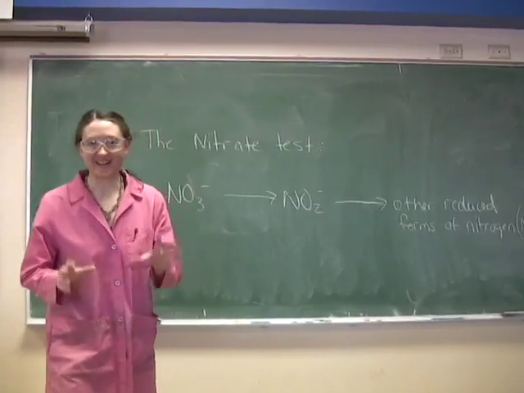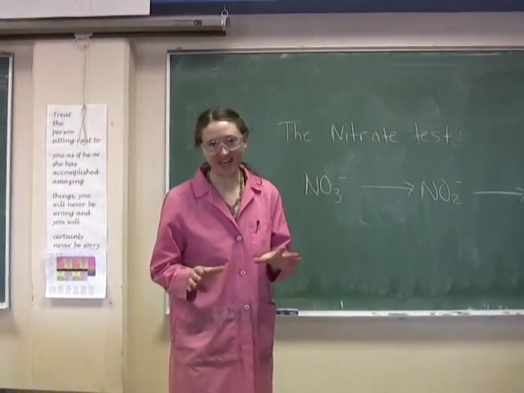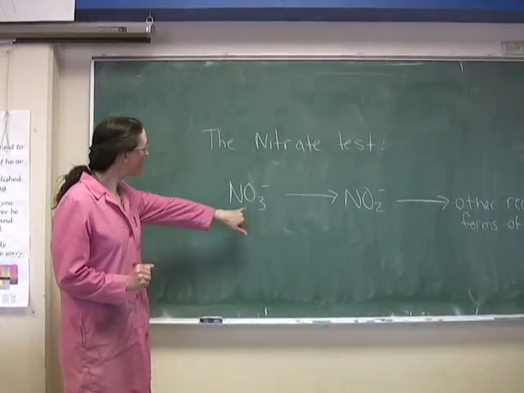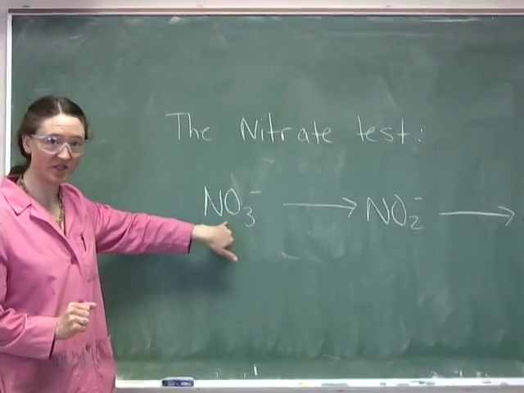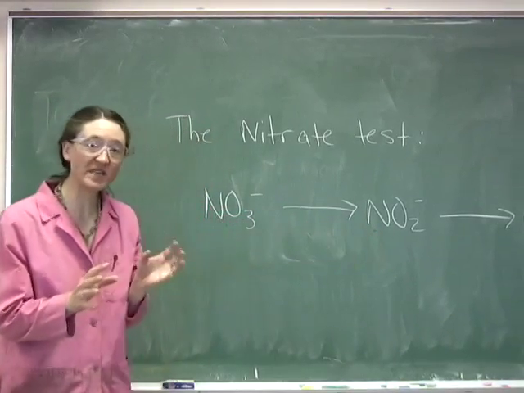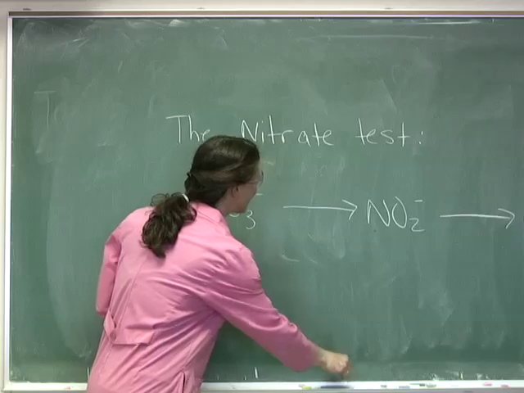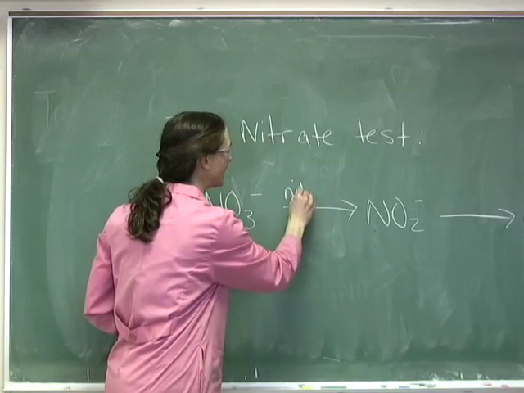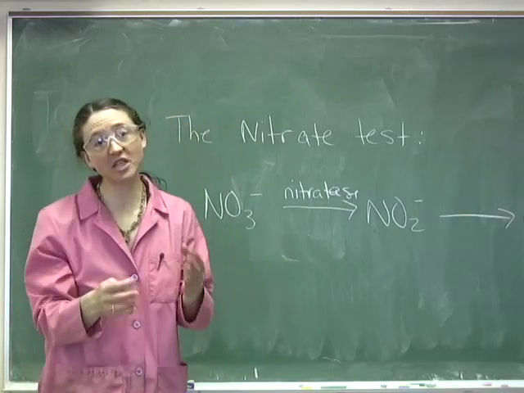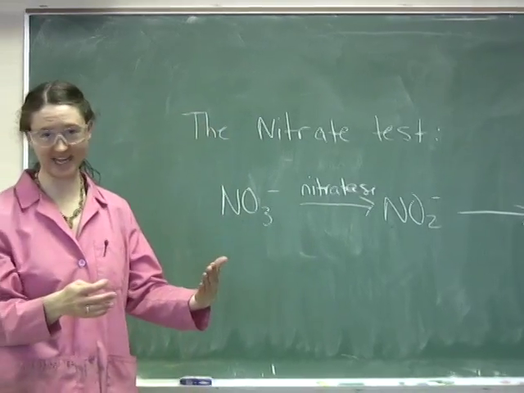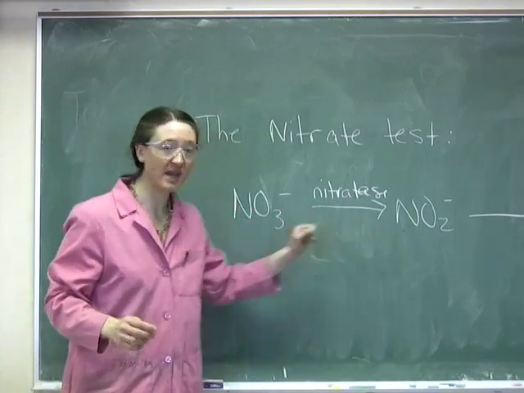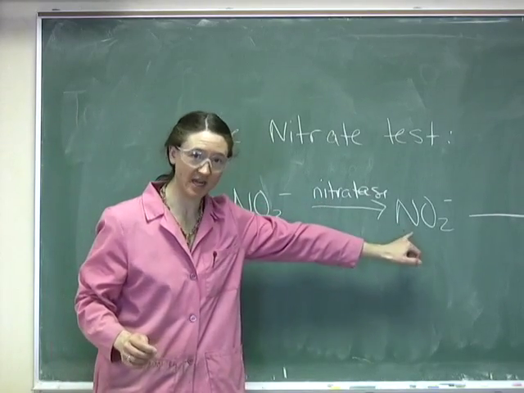So while we're waiting, let me show you a little more about the nitrate test. This is a hard one to understand, so sometimes a picture helps. Remember that in this test, the enzyme that we're searching for is the enzyme that converts nitrate to nitrite. That's a reduction. And the enzyme that does that is often called nitratase. As I mentioned earlier, it's also sometimes called nitrate reductase. So we're looking to see if an organism has that enzyme and it can reduce the nitrate to nitrite.